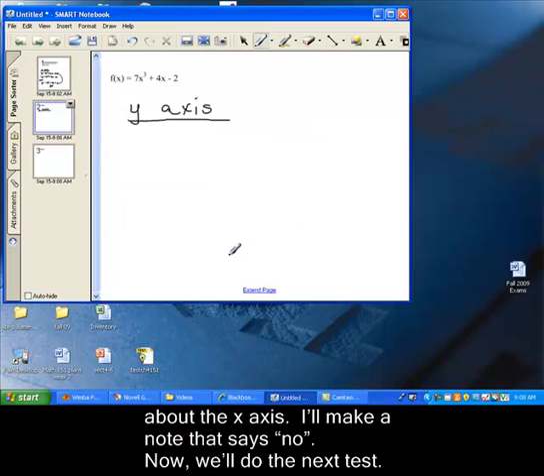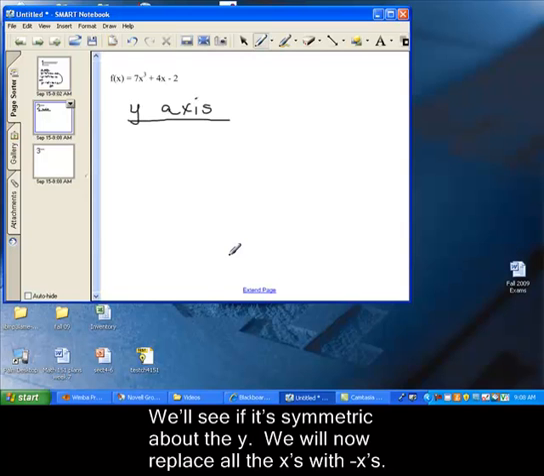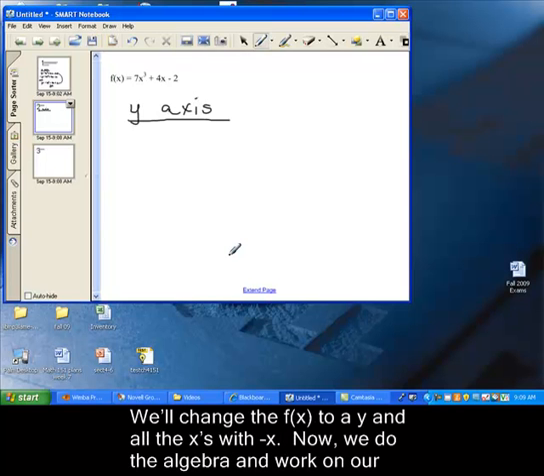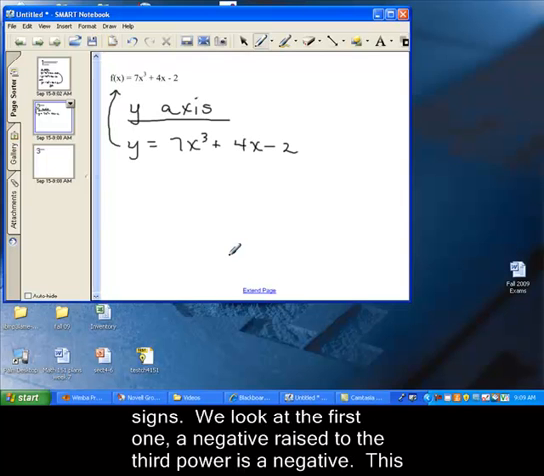To perform the test to see if a function is symmetric about the y-axis, we do basically the same thing we did before, except instead of replacing the y's, we will now replace the x's with negative x's. So we'll start out our equation by changing the f of x to a y, just so we can see what's going on, and then replace all of the x's with negative x. So here I've simply changed the f of x to a y so that it looks like a problem that we're used to seeing. We're used to seeing the notation of a y instead of an f of x. Now I'll just change all the x's to negative x.